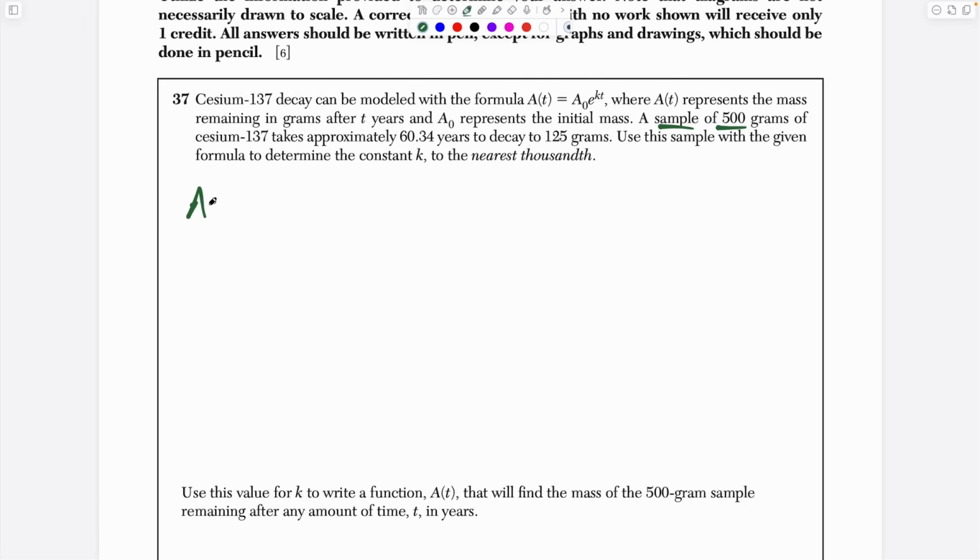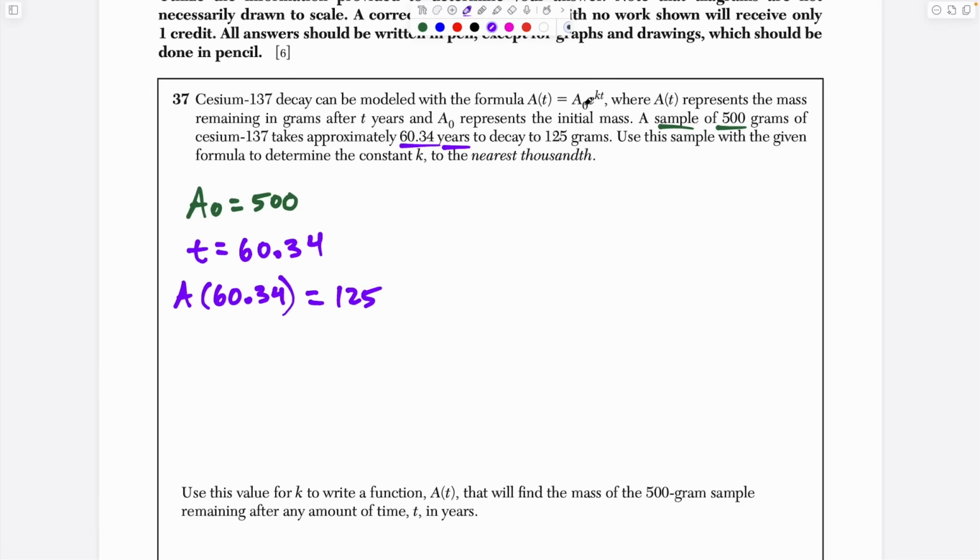So that tells us A naught is equal to 500. And then next they tell us that it takes approximately 60.34 years for the cesium to decay to 125 grams. So here what that tells us is that when t is equal to 60.34, we're going to have an amount, A of t, of 125. The technical way to write this is to say A of 60.34, because the function is called A of t. So the amount at this time is equal to 125.